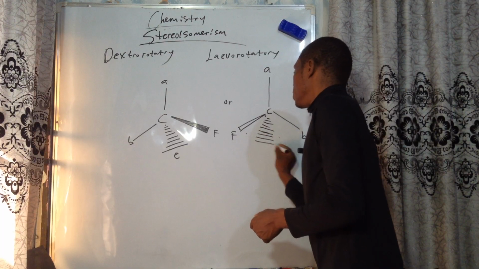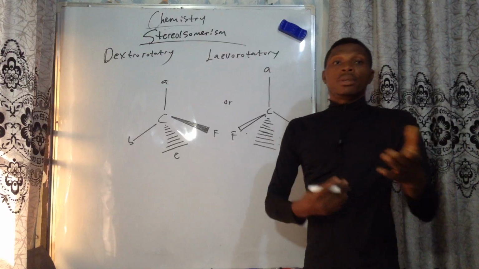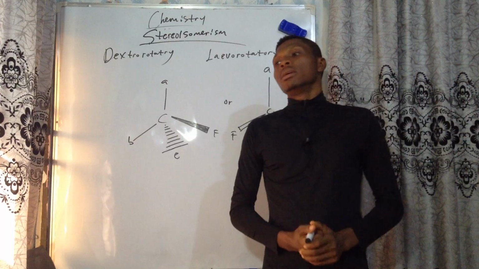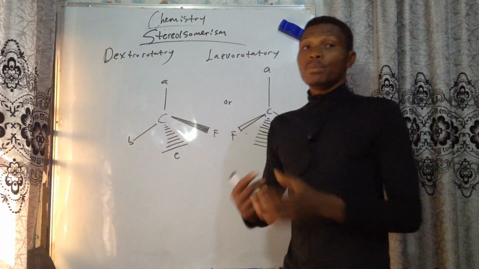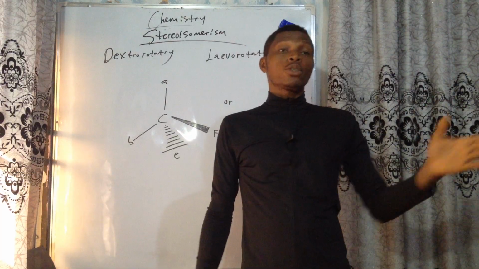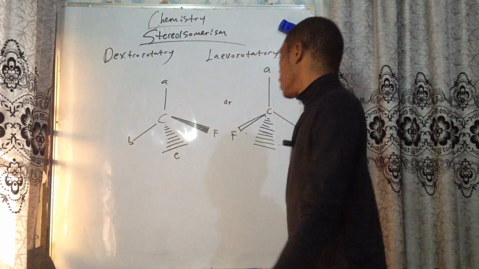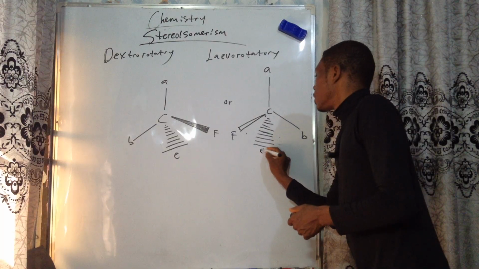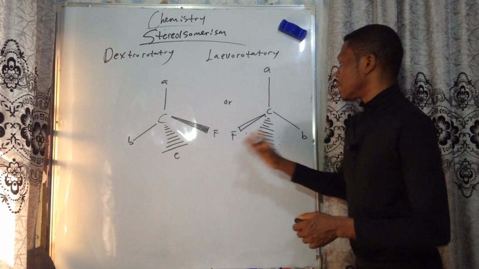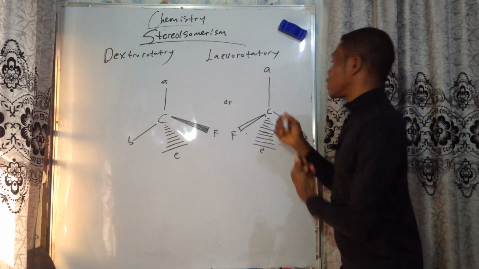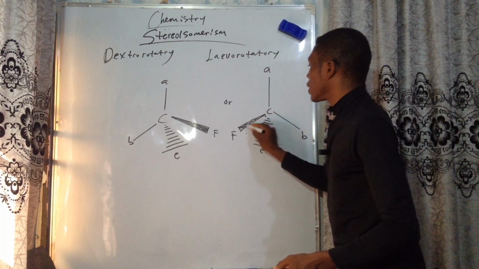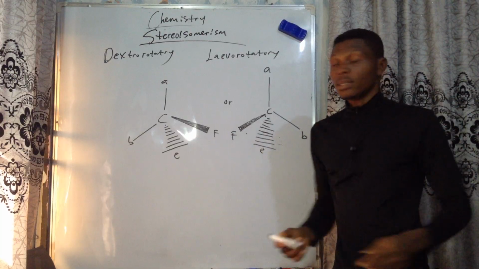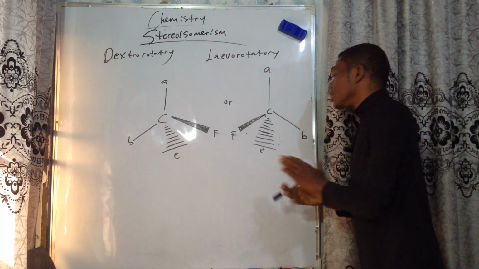Your image in the mirror is opposite of you. Your reflection is opposite of you in every sense. Like in the mirror, your right becomes your left and your left becomes your right. So now you see, they are mirror images of each other. You see how this one is going like this, this one should be going ahead, just like the way it is in the mirror. So they are mirror images of each other.